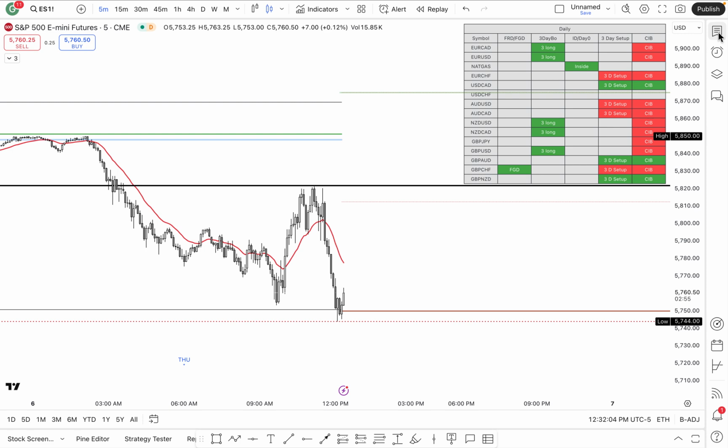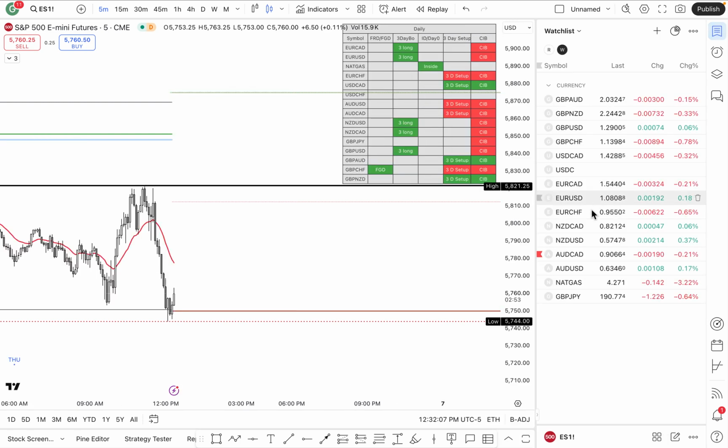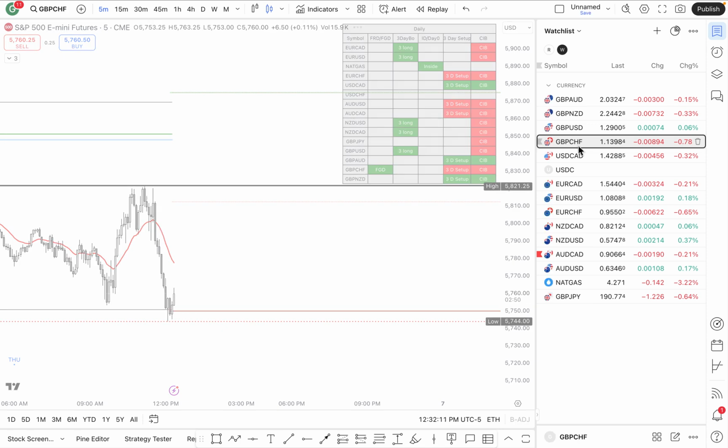Let's take a look at the GBP Swiss franc before we look at other markets on smaller time frames. Now GBP Swiss franc is a 3-day setup. You know why it's a 3-day setup. Day one, failed breakout, low of week, high of week reversal or continuation opportunity, which presented itself. High of year reversal, high of month reversal.